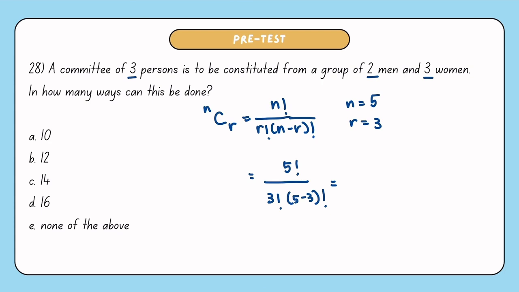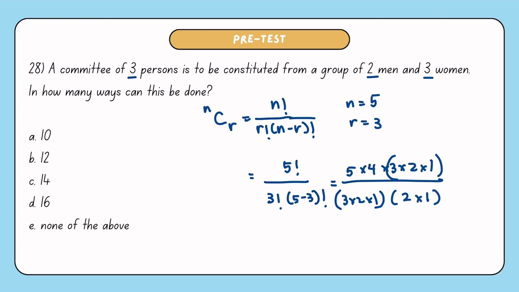And dito, pwede natin i-cancel out yung 3 factorial kasi when we expand 5 factorial and 3 factorial, we get 5 times 4 times 3 times 2 times 1 over 3 times 2 times 1 times 2 times 1. And we can cancel this out, leaving us with 5 times 4 over 2, or simply 20 over 2, or 10. The answer for number 28 is A.